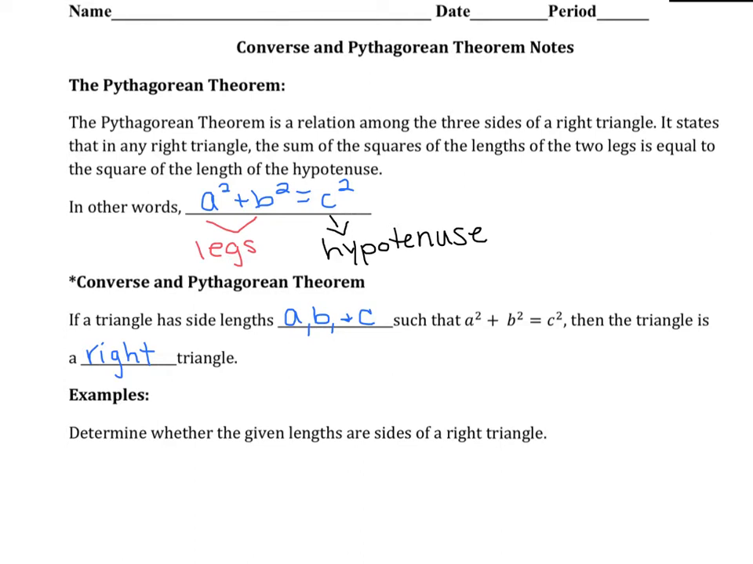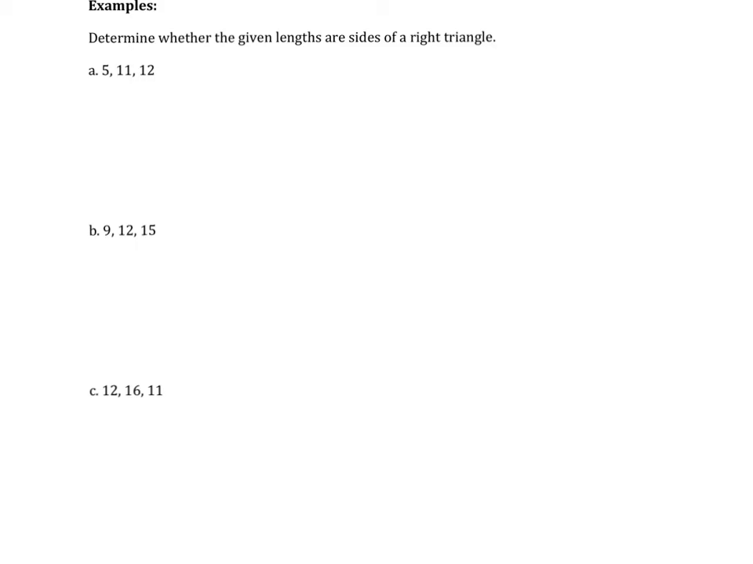So let's do some examples regarding the converse of the Pythagorean theorem. The directions state, determine whether the given lengths are sides of a right triangle. So using the converse, you're identifying if the triangle is a right triangle. Let's look at letter A. It says 5, 11, and 12.